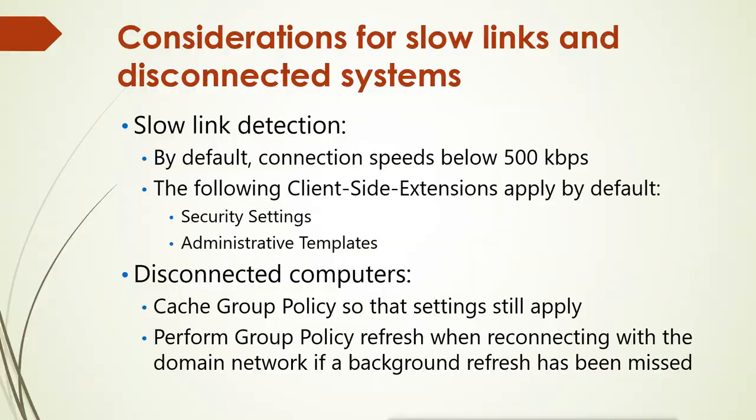Then we also have to consider slow links or disconnected systems. If the client machine is connected with a slow link, then policy processing will take time. Now what will slow link detection do? By default, connection speeds below 500 kbps are considered a slow link, and the client-side extensions, that means the security settings and administrative templates, are applied by default if you have slow links.